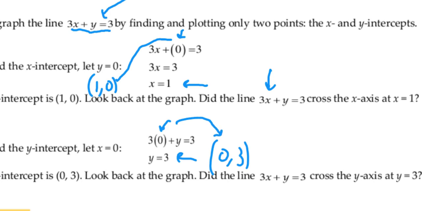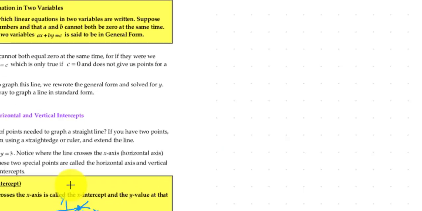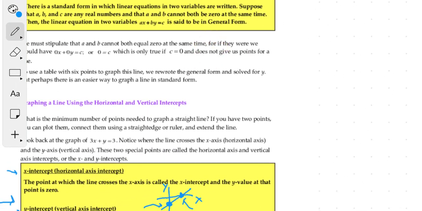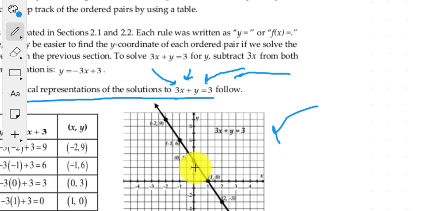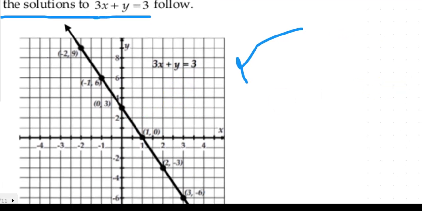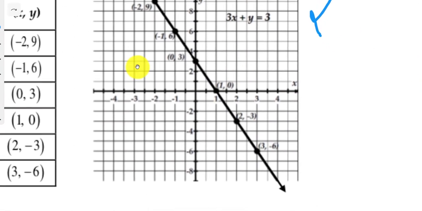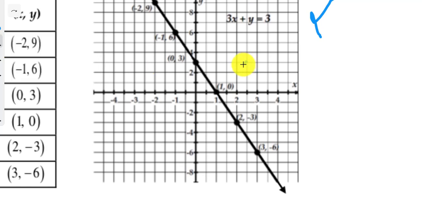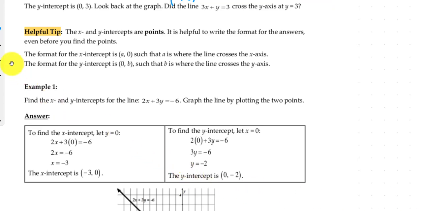Right? So if I have (1, 0) and (0, 3), if we go back to the previous graph, if I can find it, there we go. I tried to really blow it up. You'll see, right, (1, 0) is my x-intercept, and (0, 3) was my y-intercept. Okay, so here's an example.